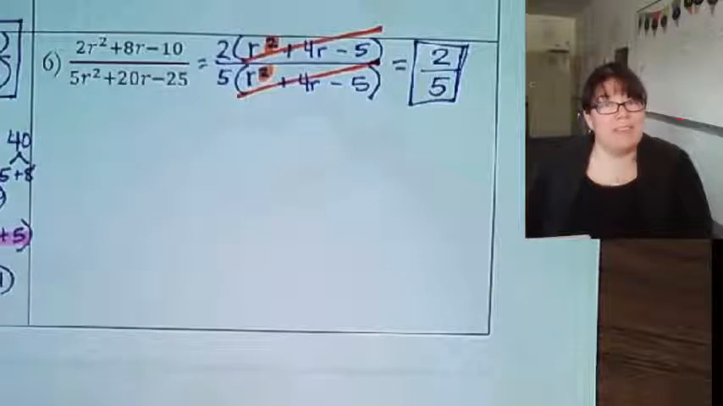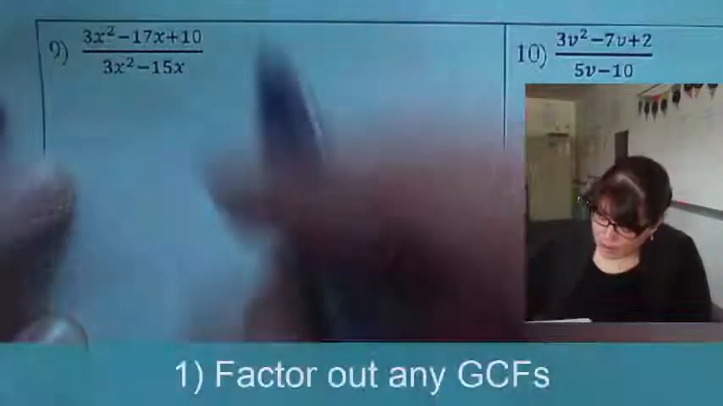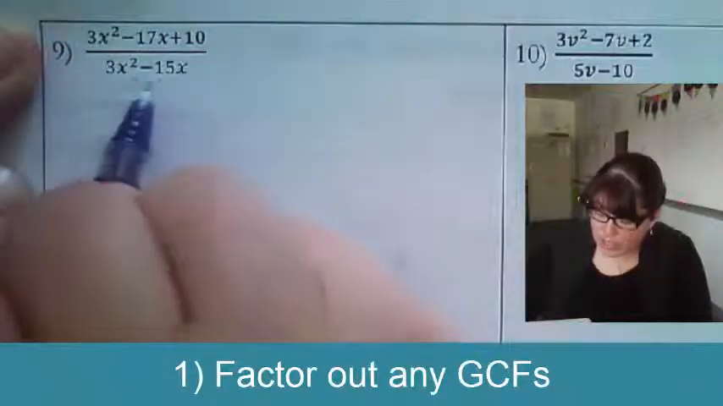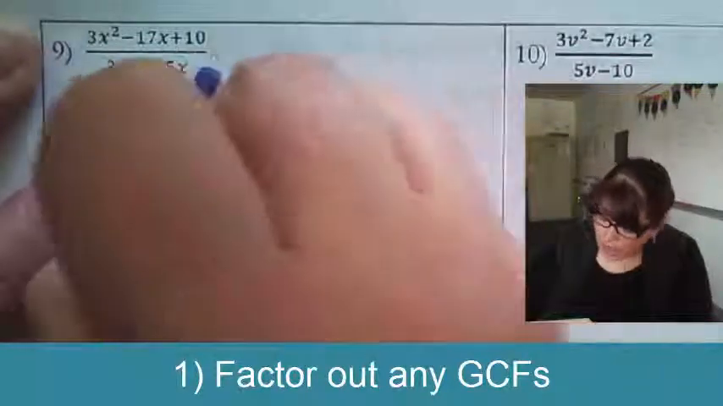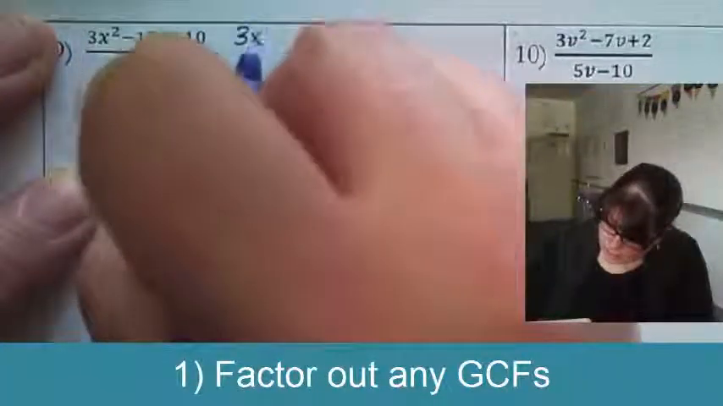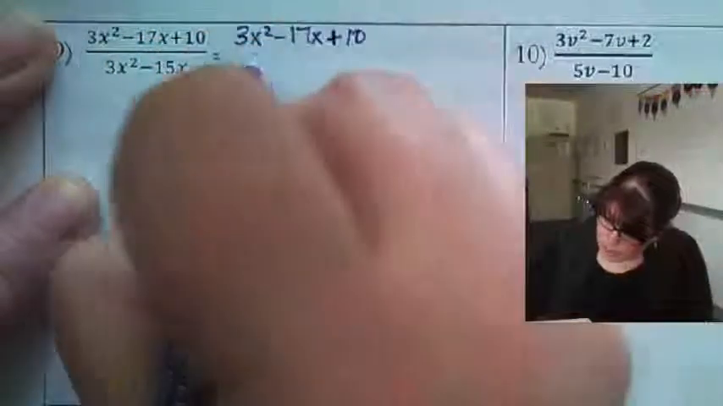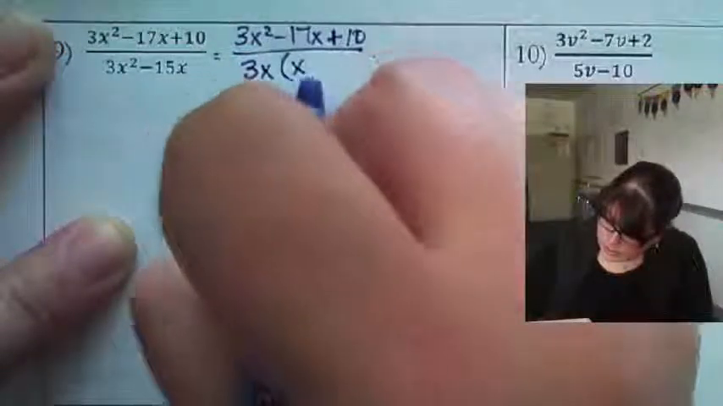So don't get stressed. Take it one step at a time and you'll be just fine. Let's take a look at numbers 7 and 8. Okay, so the first step we're going to do is look for greatest common factors. 3, 17, and 10. No luck. 3, 15. I can take a 3 out of that. X squared, x. I can take an x out of that. So our numerator is going to stay 3x squared minus 17x plus 10. There was no greatest common factor up top. But down here I can take out a 3x, and that leaves me with x minus 5.